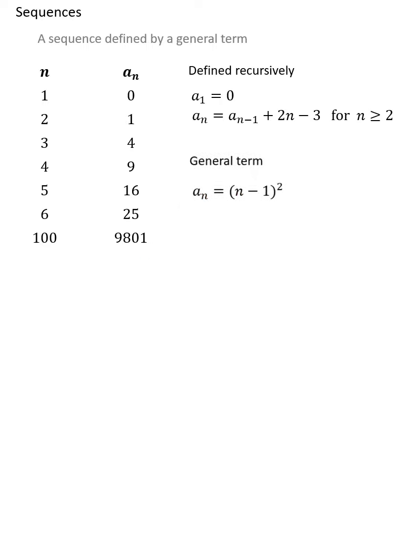So what have we done here? We've looked at a recursively defined sequence, found the first 6 terms, used some clever thinking to turn that into a general term. But the important takeaway here is that this same sequence, 0, 1, 4, 9, 16, 25, can be defined recursively, or it can be defined using a general term.